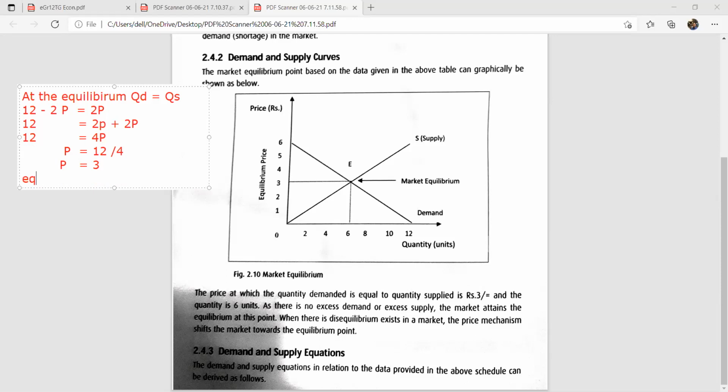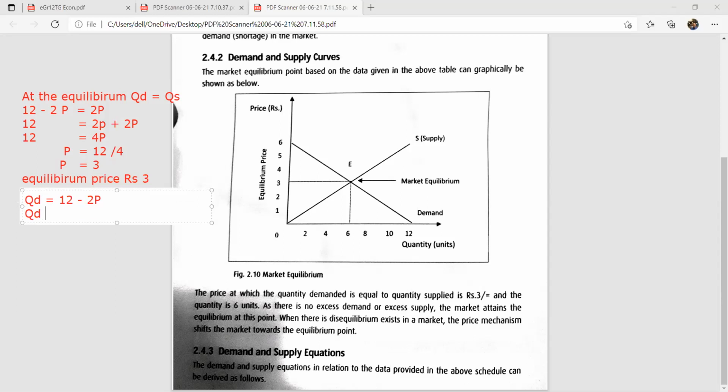So the equilibrium price is three. After this, we should calculate the equilibrium quantity as well. Equilibrium quantity means the particular units that both buyers and sellers exchange. You see, at the equilibrium, both demand and supply, the quantity is the same. Therefore, you can use either equation to calculate equilibrium quantity.